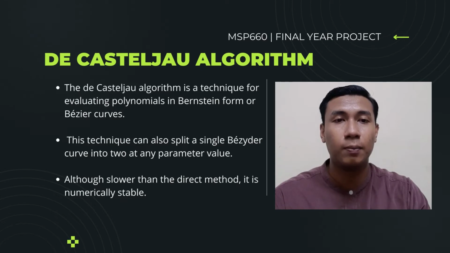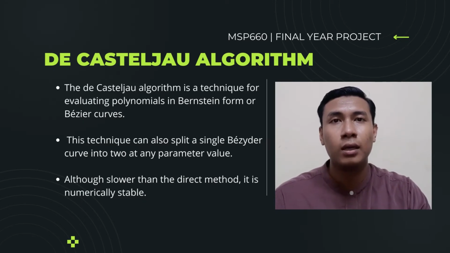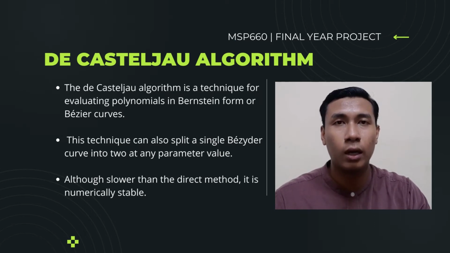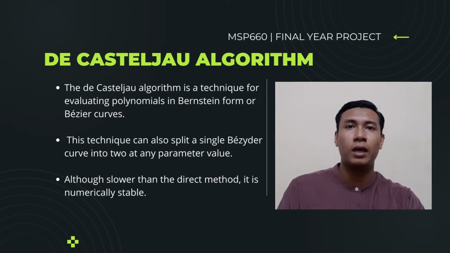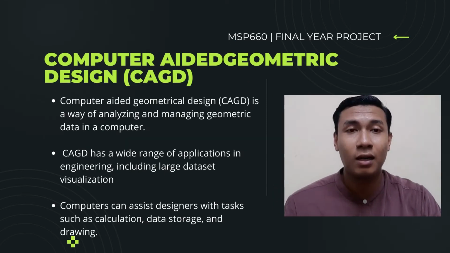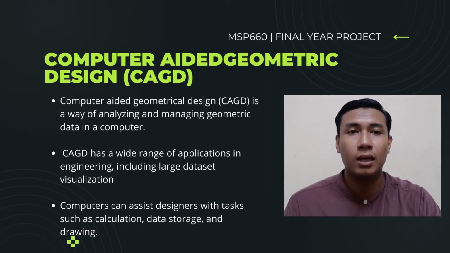After the properties of the Bernstein polynomial, we are going to understand what the De Casteljau algorithm is. The De Casteljau algorithm is a technique for evaluating polynomials in Bernstein form or Bezier curves. This technique can also split a single Bezier curve into 2 at any parameter value. Although using this algorithm might take more time, it is numerically stable.